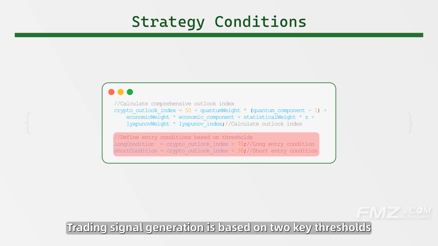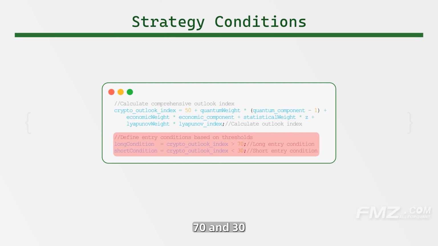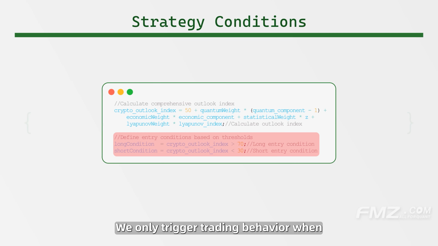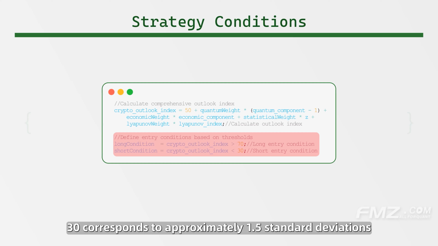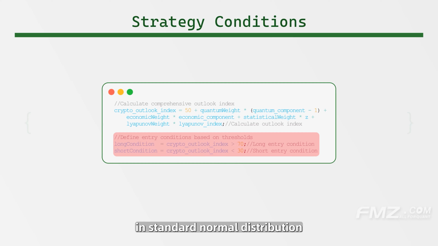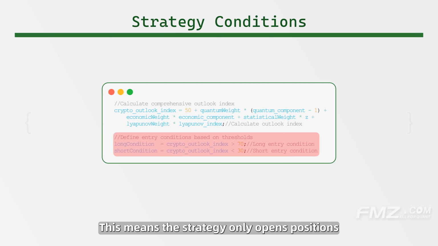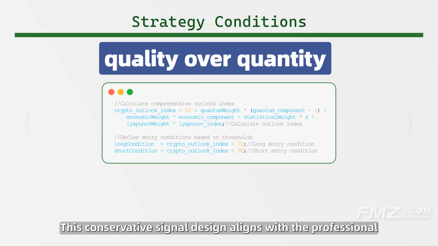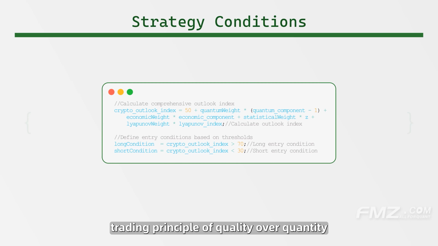Trading signal generation is based on 2 key thresholds, 70 and 30. This design embodies the significance testing concept from statistics. We only trigger trading behavior when market signals are strong enough. The choice of 70 and 30 corresponds to approximately 1.5 standard deviations in standard normal distribution. This means the strategy only opens positions under high confidence conditions, effectively reducing noise trading risks. This conservative signal design aligns with the professional trading principle of quality over quantity.